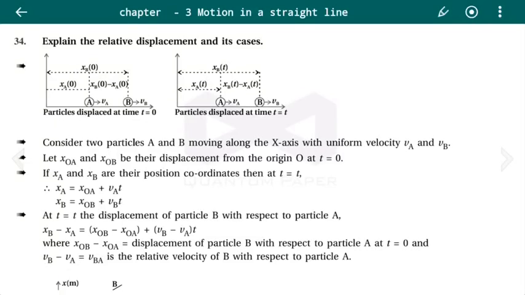Hello students, today we are going to continue class 11 physics chapter number 3, motion in a straight line, and in today's video we are going to cover the topic relative displacement. Explain the relative displacement and its cases.